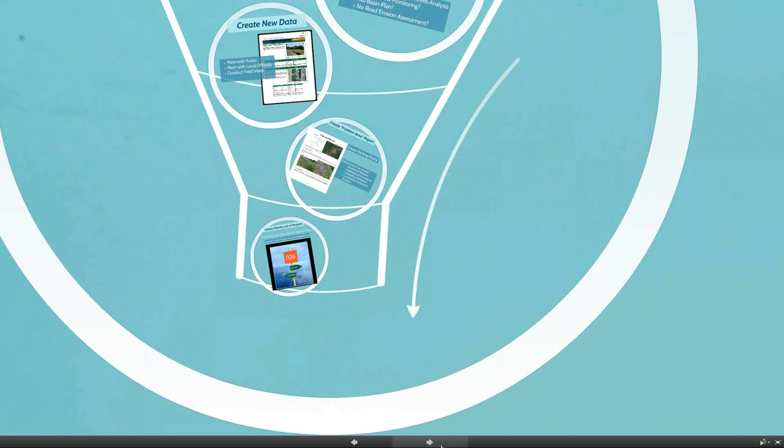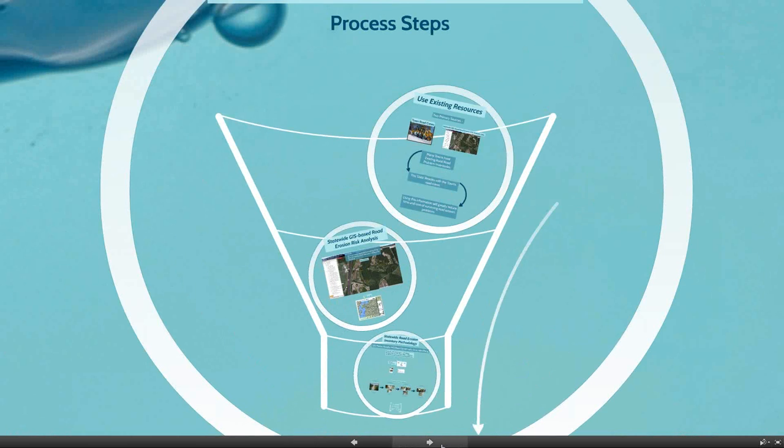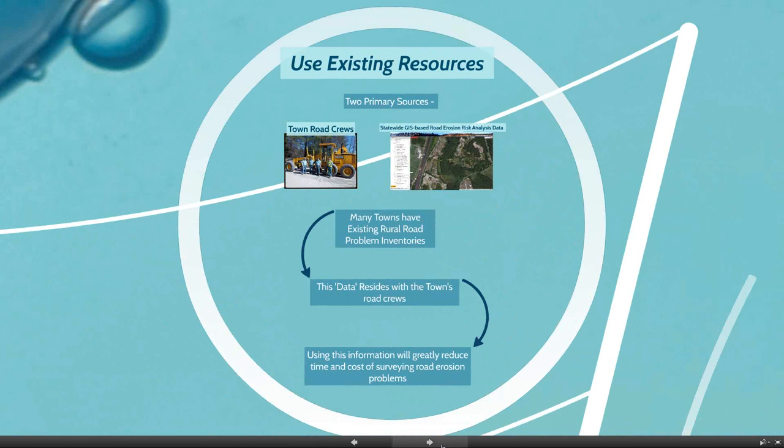And so I'm going to go through a rural road specific process, which is going to get into a little more detail on that general approach. We're just going to walk through that. And the first thing, just to go through using the existing resources, I had mentioned this, but the two primary sources, the road crews are the really important resource. Again, these are the people that are on the roads the most.